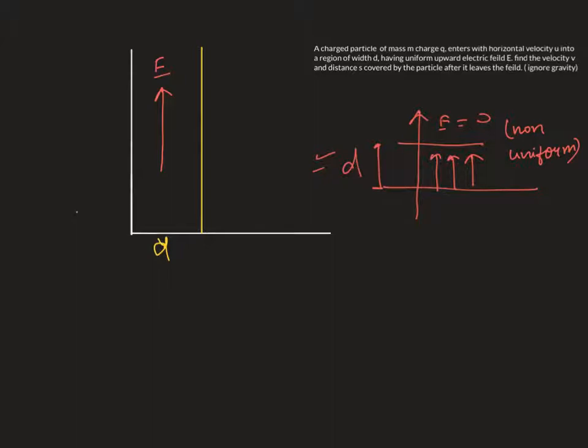So for the field to be uniform throughout the region, the width d must be considered perpendicular to the field, and the velocity u must also be considered parallel to the x-axis.